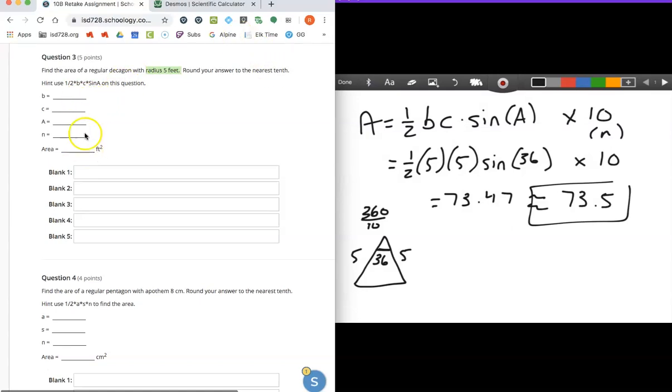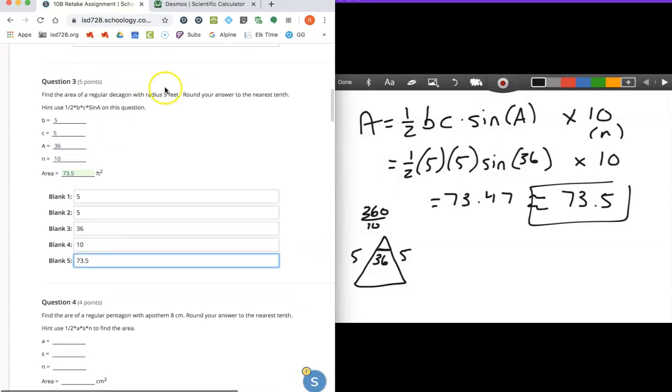So let's back up so we can go and punch everything in here. They're going to give you a little hint that we should have done the BC formula instead of the ASN formula, like next time. But B and C should be the same thing, 5 and 5. A, the angle we got, was 36. N was how many sides there was, which is 10. And then our final answer to the nearest tenth, 73.5.